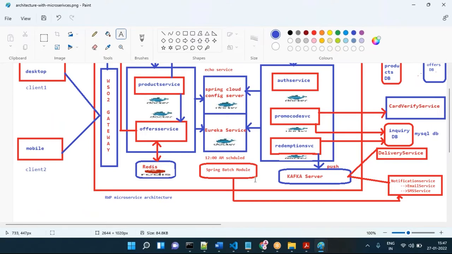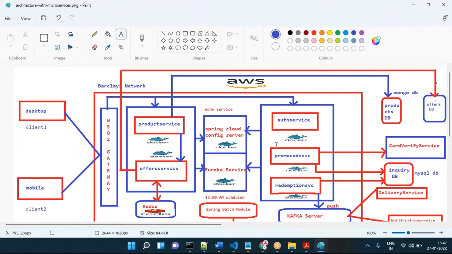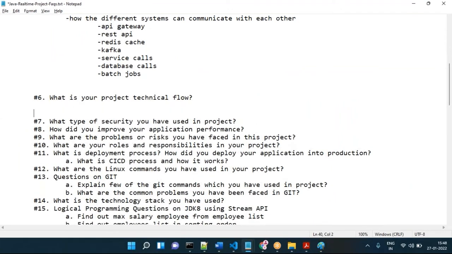You have a Spring Batch. How the batch job can be executed internally, everything you should explain, team, in your architecture. Okay, so please take care of this one. Next one: what is your project technical flow?